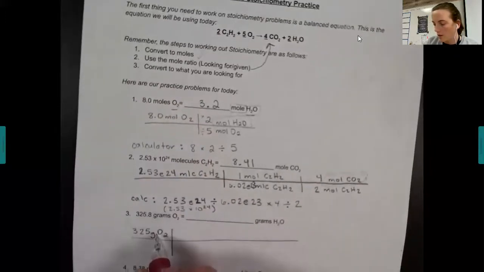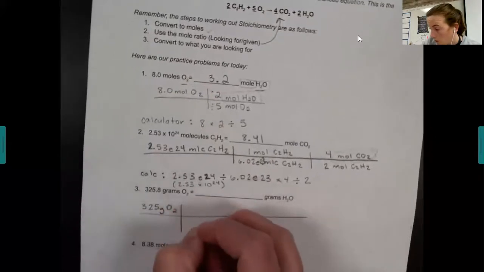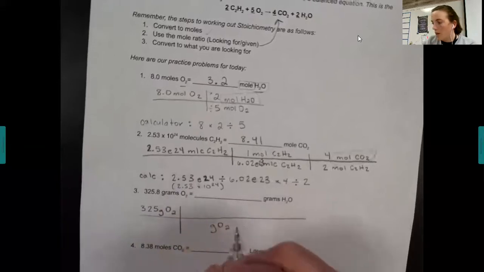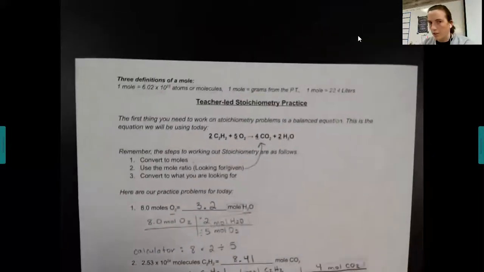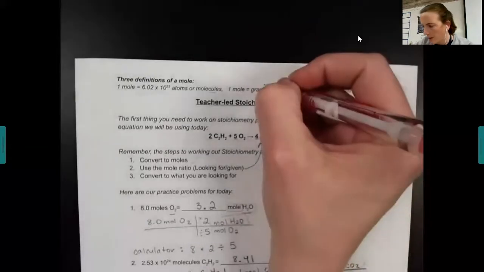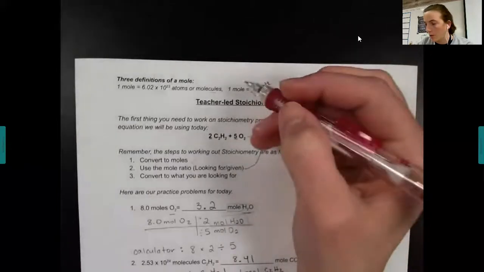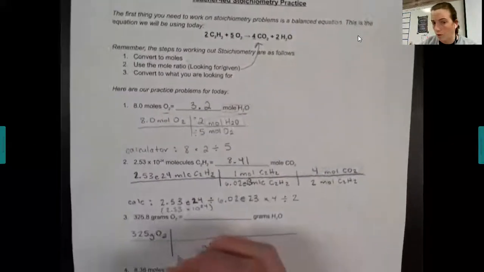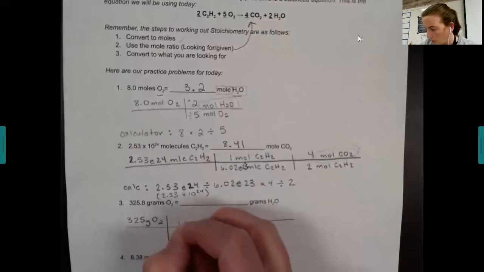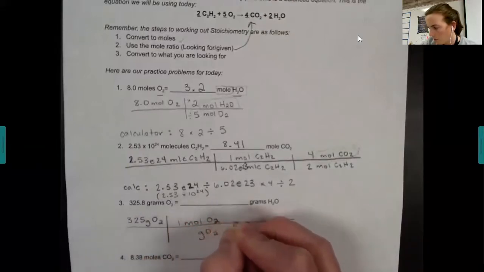All right, so this is in grams, so I need to convert it to moles. All right, so we're going to have grams of oxygen on the bottom. Let's look at the definitions. Okay, it says grams. We're going to be getting the number from the periodic table. Okay, and then that'll be equal to 1 mole. So we're going to have 1 mole of oxygen on top.